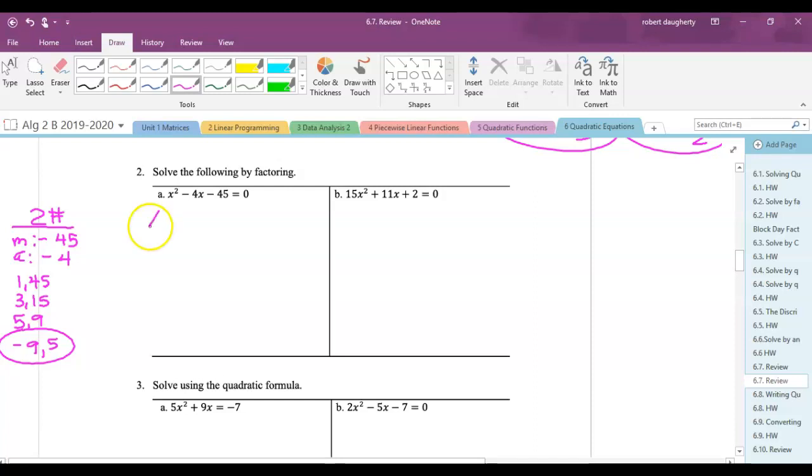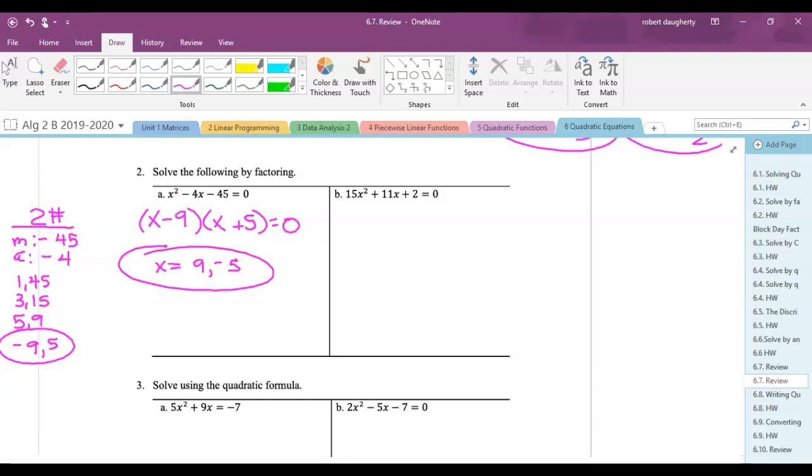So this can be written as x minus 9, x plus 5 equals 0. And set each of these equal to 0. X is equal to 9 or negative 5. Those are my two solutions to that quadratic. So these are the x-intercepts. Okay, when you set a quadratic equal to 0, you're setting y equal to 0, solving for x. These are the x-intercepts of this equation.